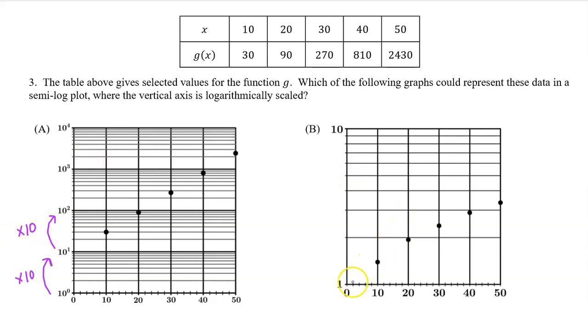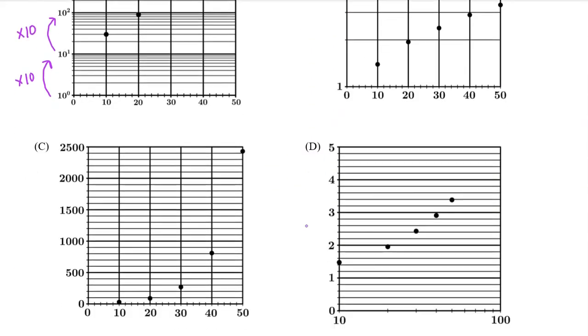Option B only has 2 numbers labeled. That's not enough to tell that the vertical values are varying multiplicatively. This might go 10, 20, 30. 2 values are not enough. So option B cannot be the answer.